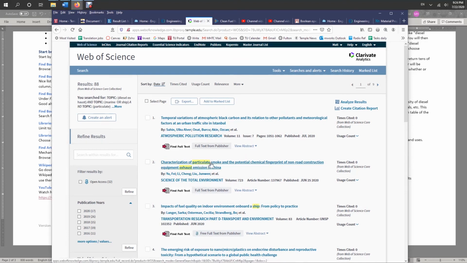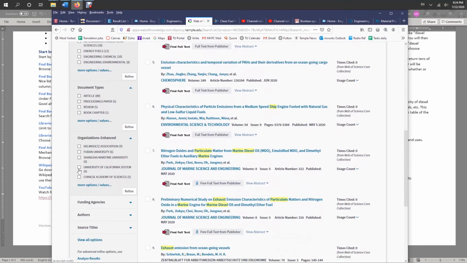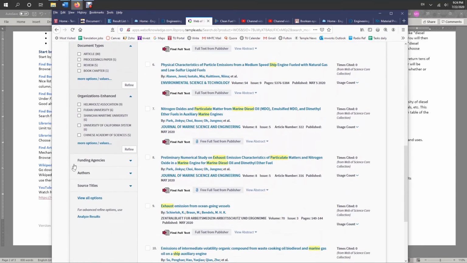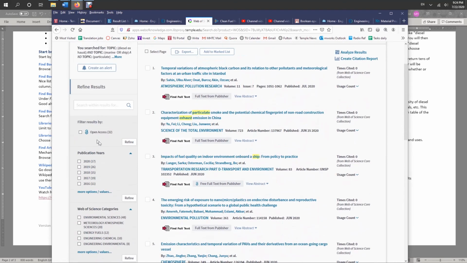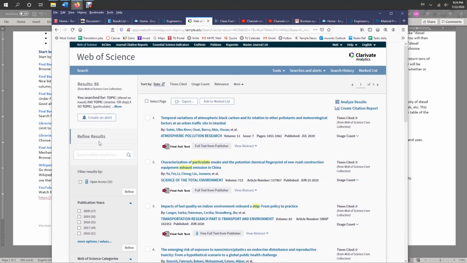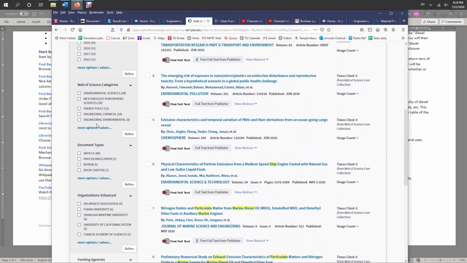Characterization of particulate smoke and the potential chemical fingerprint of non-road construction equipment exhaust in China. Lots of results coming from China. Okay. Here's the organizations. Yeah, California. Okay. So, yeah, these are ways to get some more detailed searches.